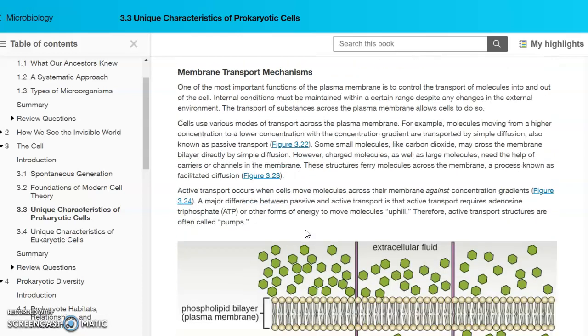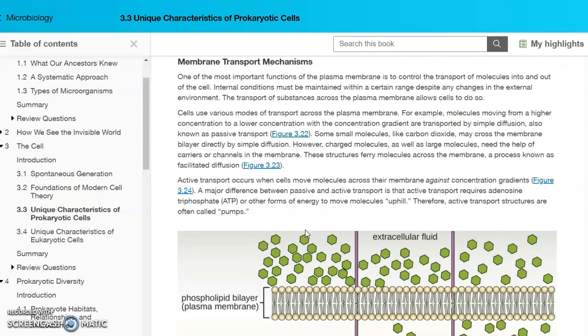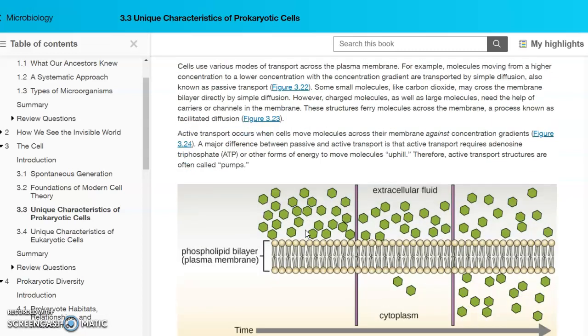Now, when we look at the importance of the plasma membrane, it has a different function than the cell wall. So the cell wall was to help preserve the cell when we had changes in osmotic pressure. For the plasma membrane, one of its most important functions is to allow the transport of molecules and water in and out of the cells. So we have different types of movement that occur.